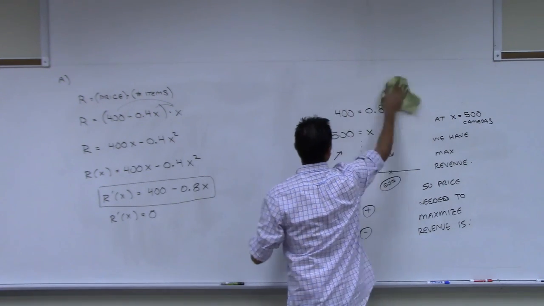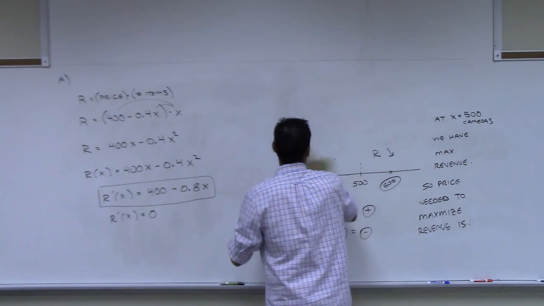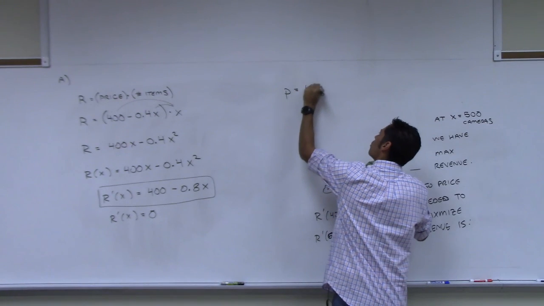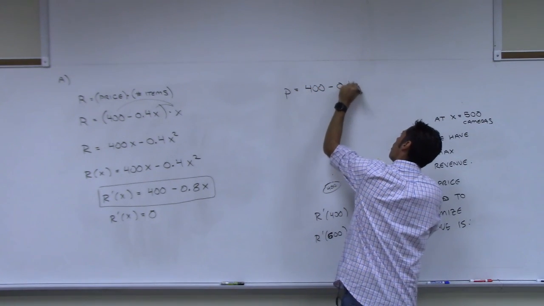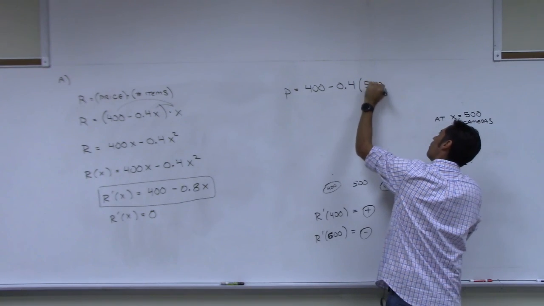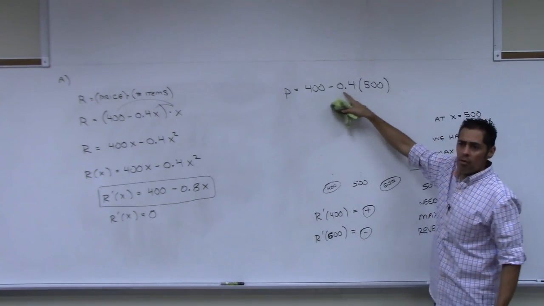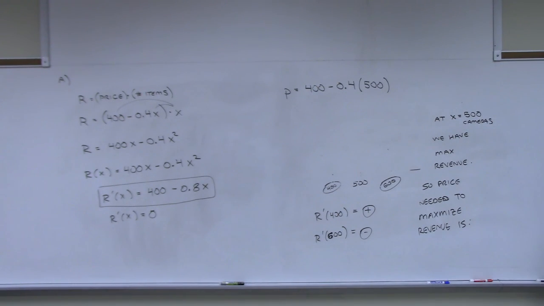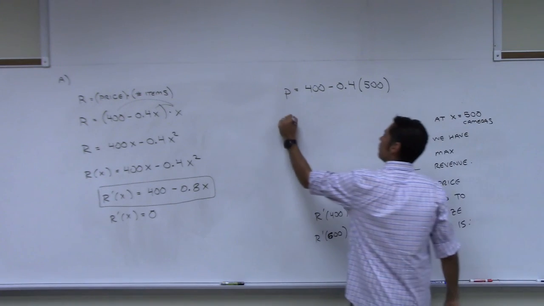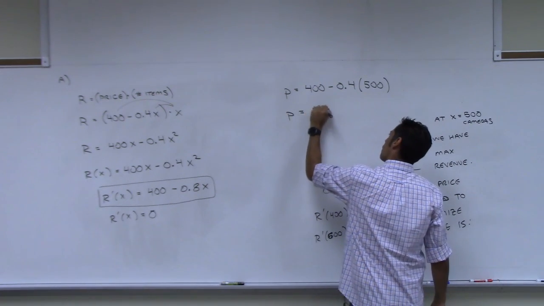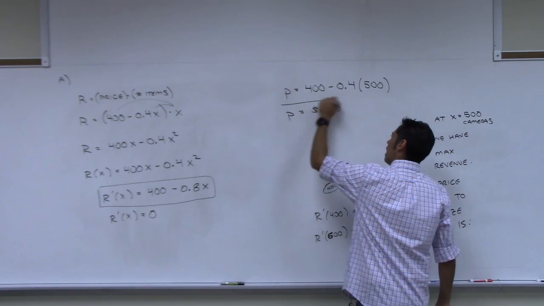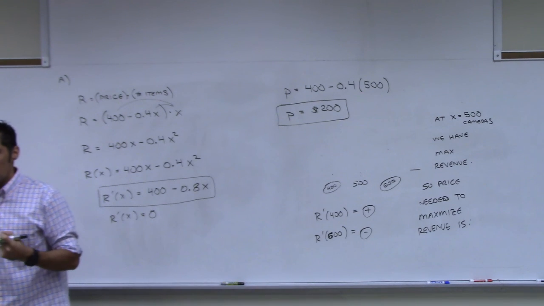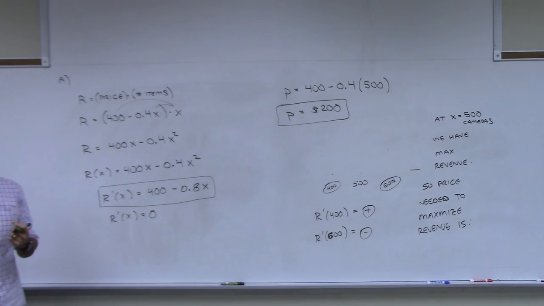I go to my price equation. My price equation was, price was equal to 400 minus 0.4x, right? 400 minus 0.4x. That's my price equation. That's not the derivative. And when you plug that in, what do you get? 200. There it is. That answers part A. If we want to have the most money streaming into the company, we will need to price our cameras at $200. Okay?